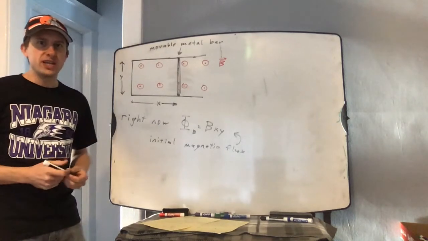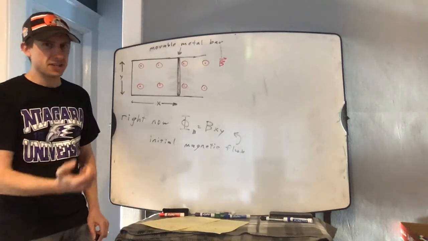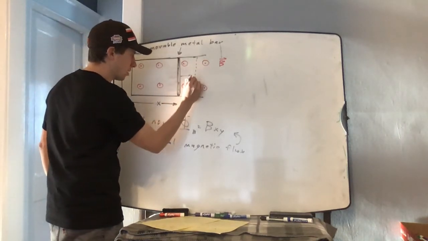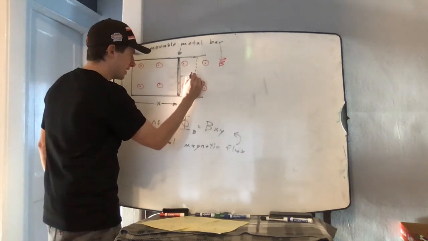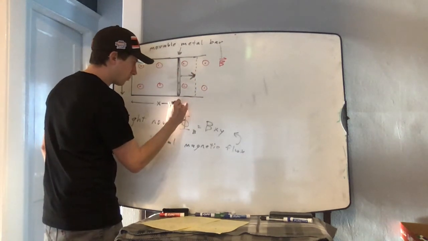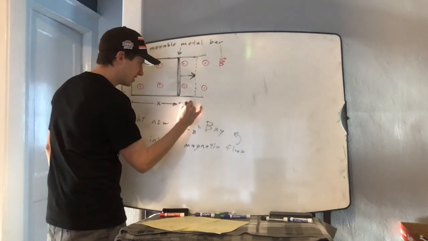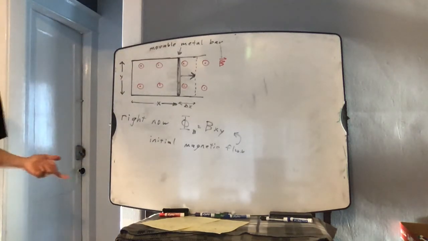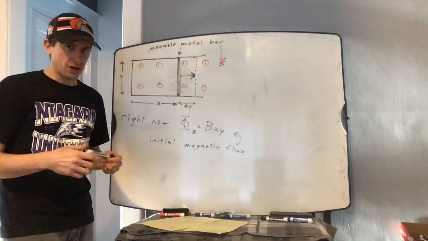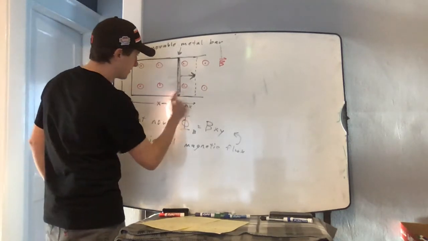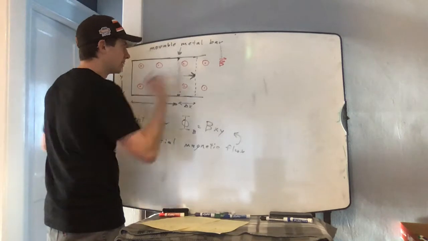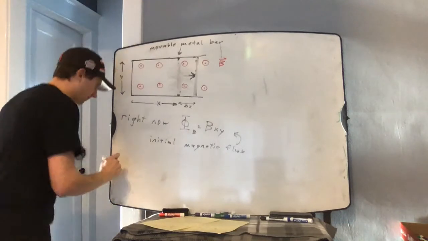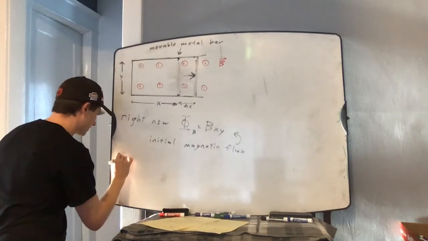Now let's suppose we take this metal bar and we're going to slide it to the right. So I'm going to slide the metal bar to the right until it is over here. And the distance I'm going to slide the metal bar, I will call delta x. So this distance is delta x. Now I have a final magnetic flux. So after I take the bar and I slide it over to here, I could call this the final magnetic flux.